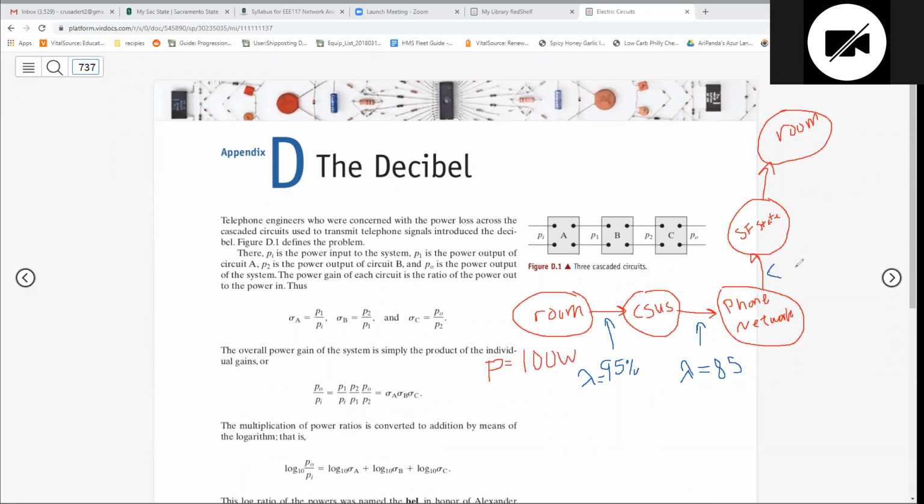Between this other phone network and San Francisco State, and these two right here could be long distance, we're talking a couple hundred miles, this is also 85%. And this last one, let's call it 90%, okay? So my question to you at the end of the day is, how much power ends up being in this room? How would you calculate that?